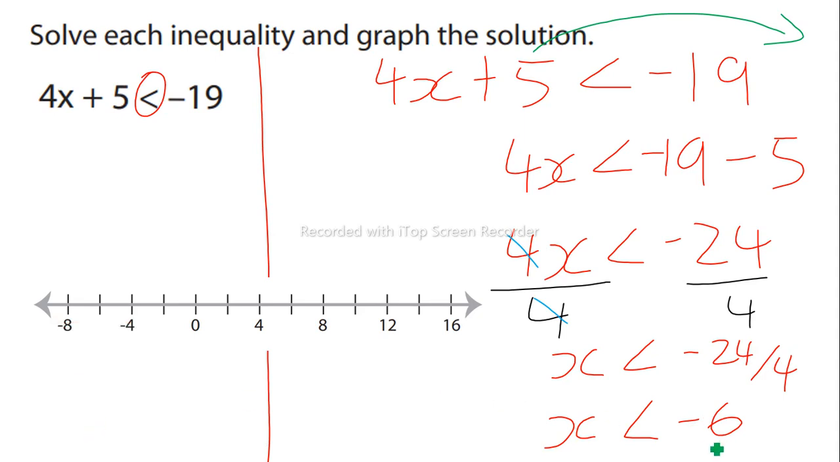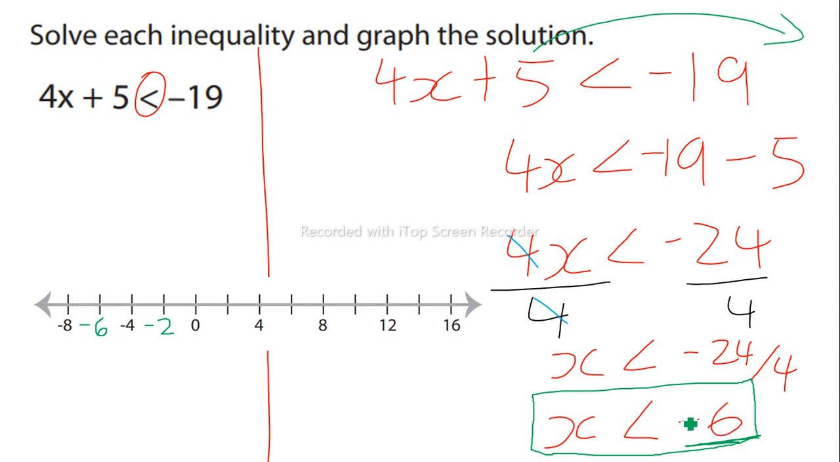Okay, so remember, we're trying to graph x is less than -6. That's what we're trying to graph. Notice that this is 0. If this is 0 and this is -4, what is this gonna be? -2. Good. This is -4 and this is gonna be what? -6. Good. Alright, so we want to first find -6.